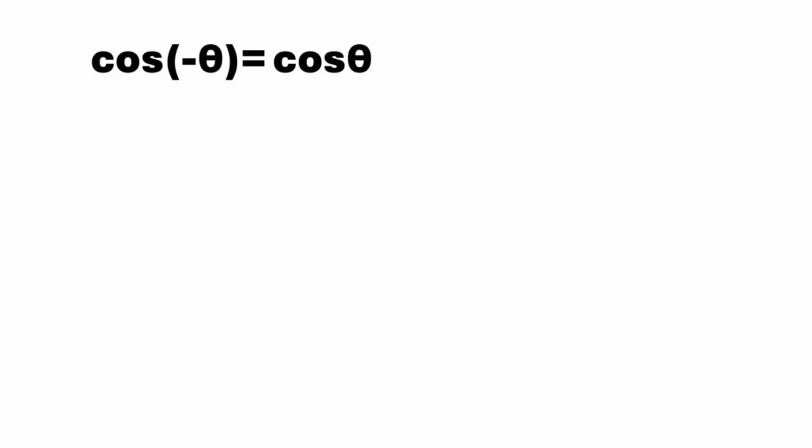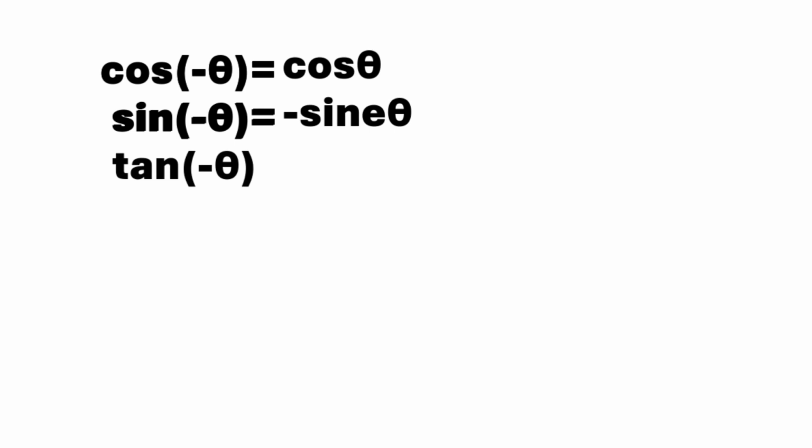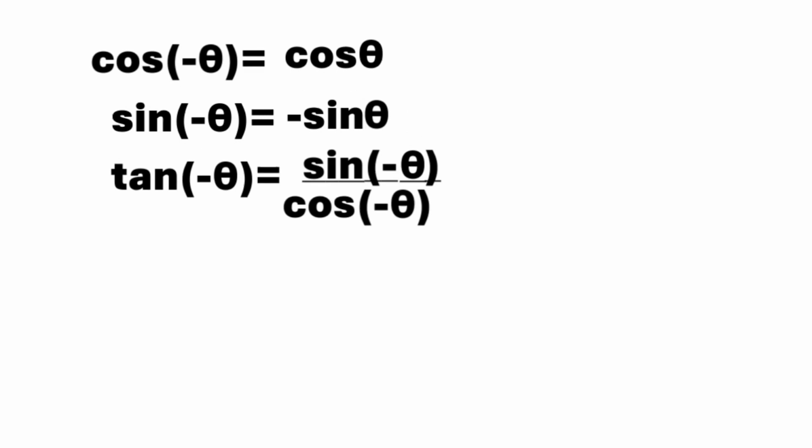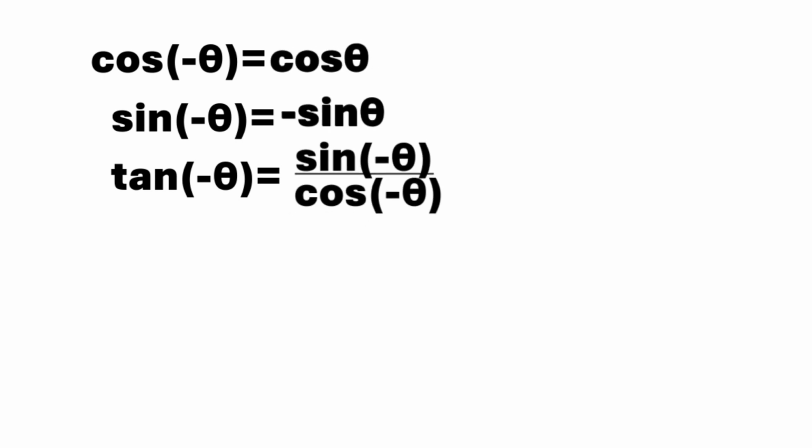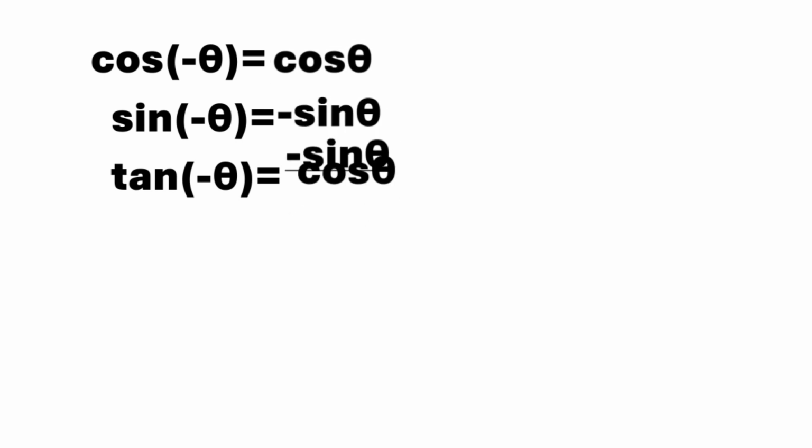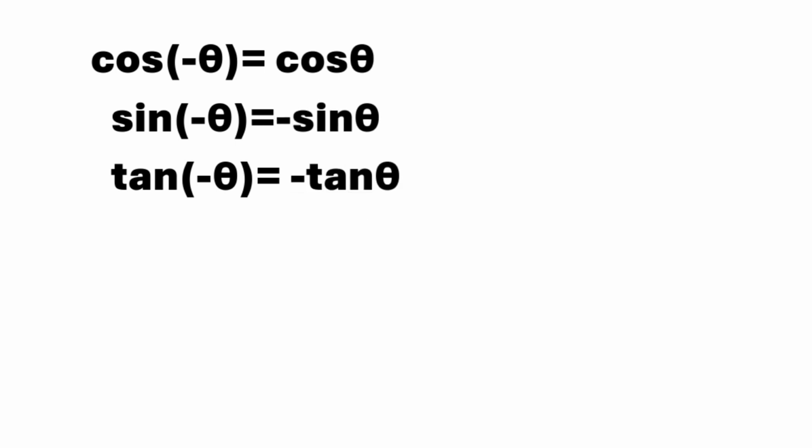So cosine of negative theta is equal to cosine of positive theta. And sine of negative theta is equal to negative sine of theta. From these two, we can derive the other identities, like tangent negative theta. Tangent negative theta is equal to sine of negative theta over cosine of negative theta. Sine of negative theta is equal to negative sine theta, and cosine of negative theta is equal to cosine of positive theta, so tangent of negative theta is equal to negative tangent theta.